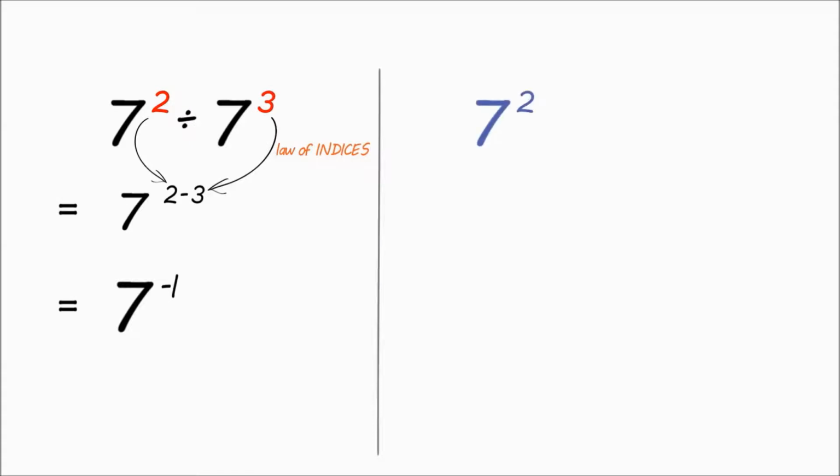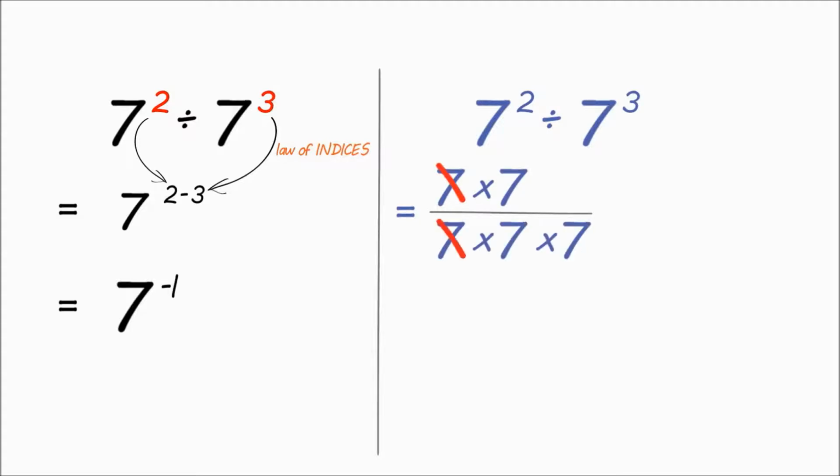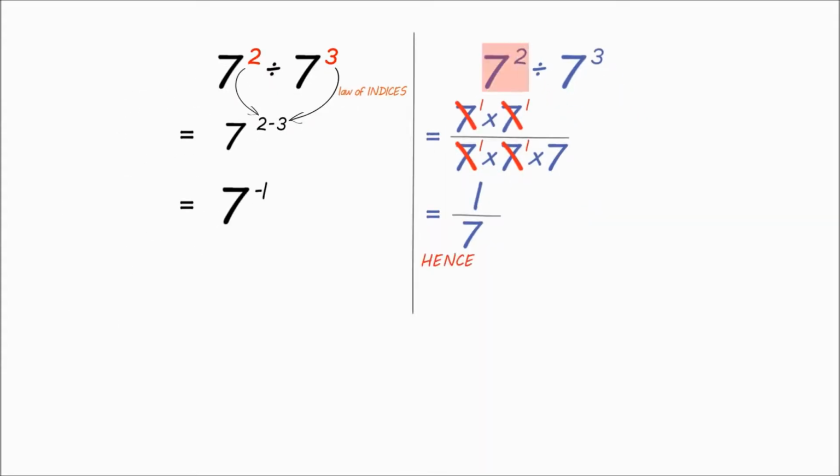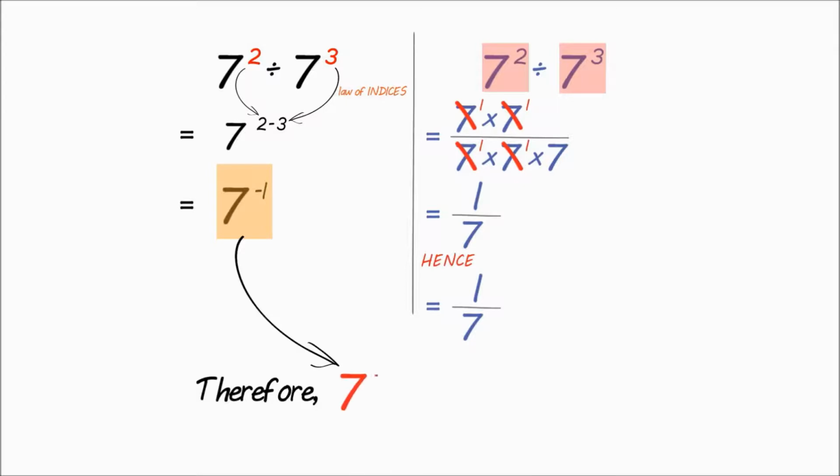Similarly, we can simplify 7 squared divided by 7 cubed by dividing each pair of 7 by its common factor to get 1. Now, the numerator is left with 1 and the denominator is left with 7. Hence, 7 squared divided by 7 cubed is equal to 1 over 7. Therefore, we can say that 7 to the power of negative 1 is equal to 1 over 7.